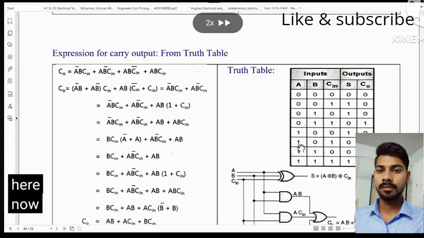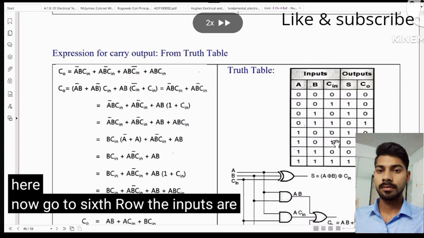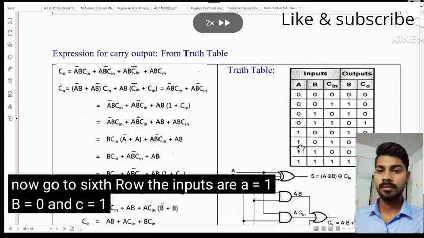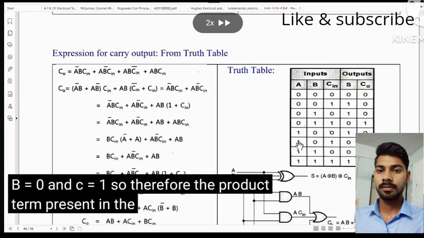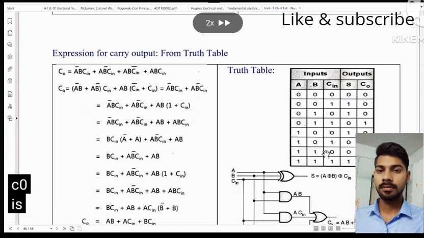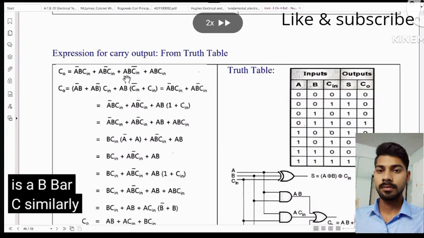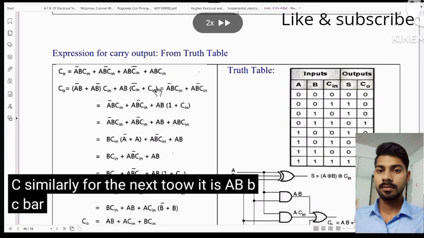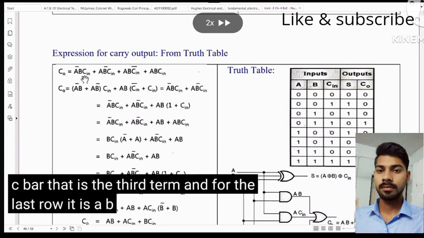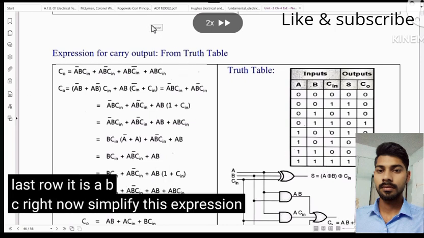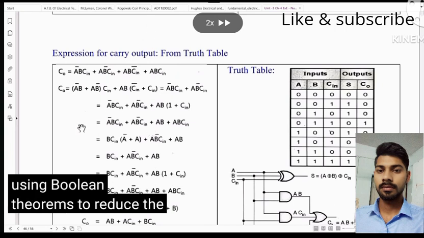Now go to the sixth row. The inputs are A equal to 1, B equal to 0 and C equal to 1. So the product term present in the final output C0 is A B bar C. Similarly, for the next row it is A B C bar. That is the third term. And for the last row it is A B C. Right. Now simplify this expression using Boolean theorems to reduce the implementation of the circuit.